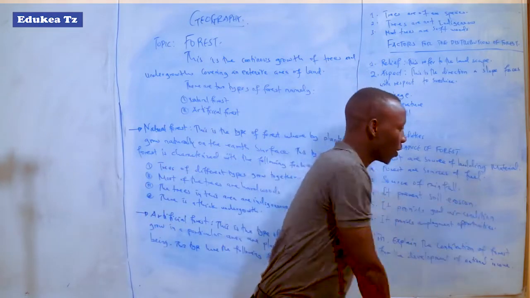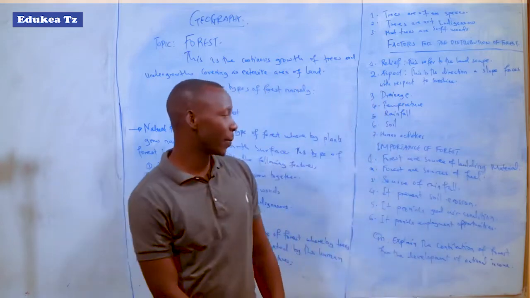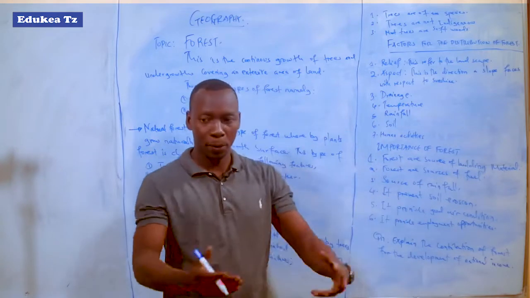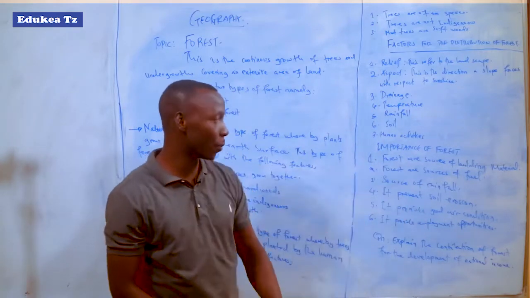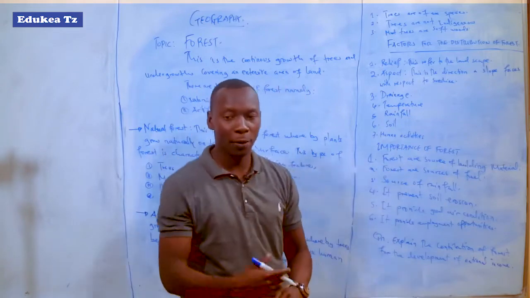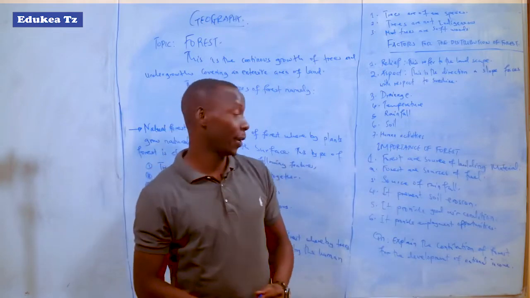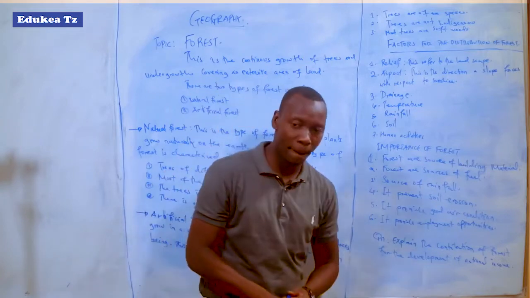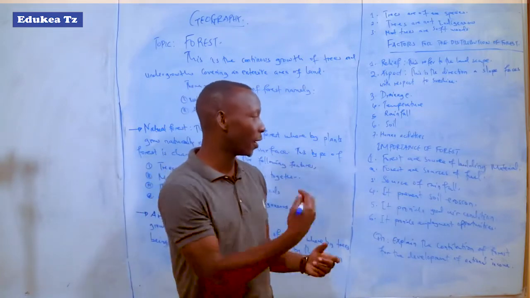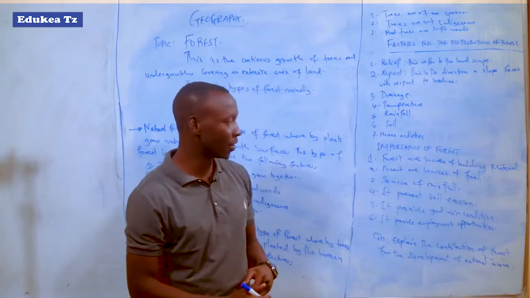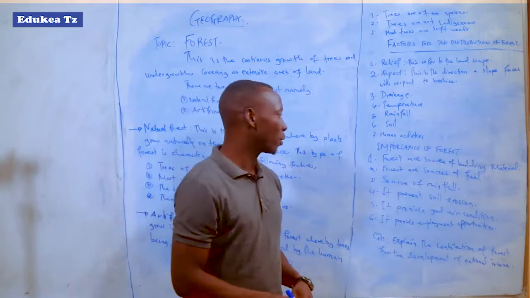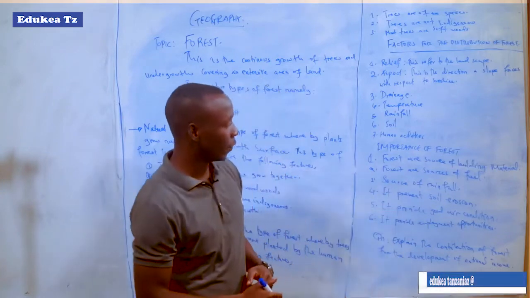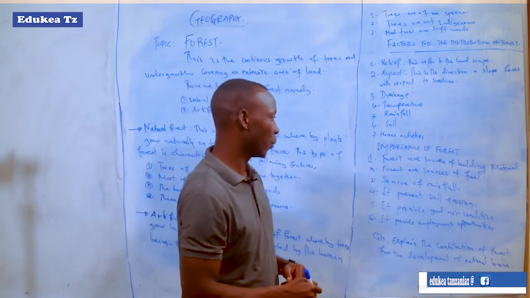Forests are a source of building material. Source of building material, how? Now we get wood from which those trees produce timber. Those timber are used as building material in different areas: in the industry, in the government sectors, as well as the private sector. So the first is the source of building material.